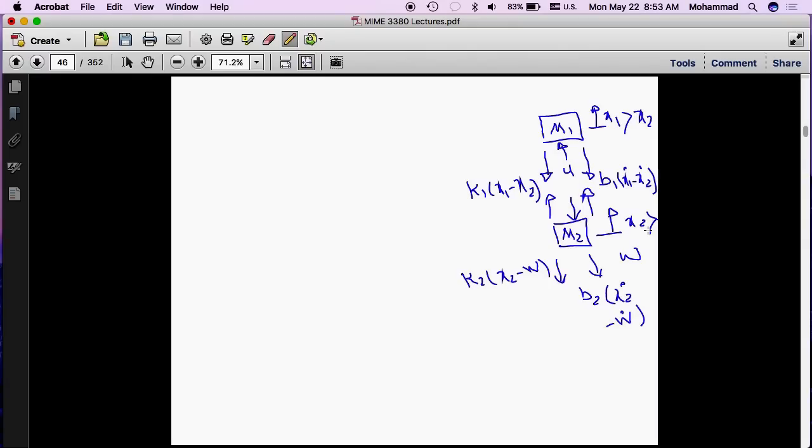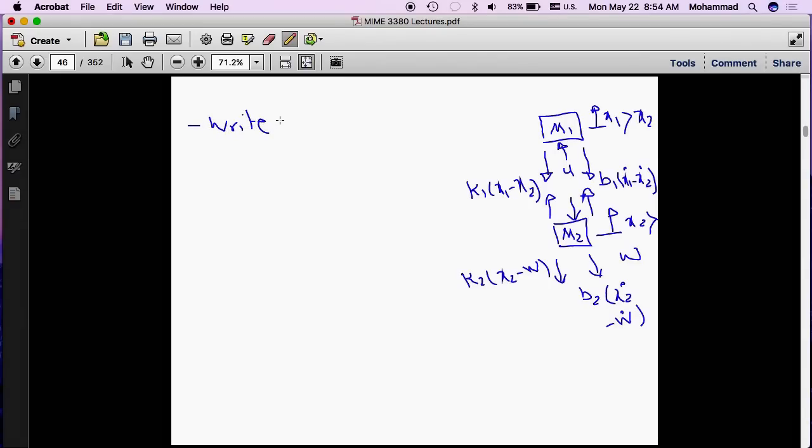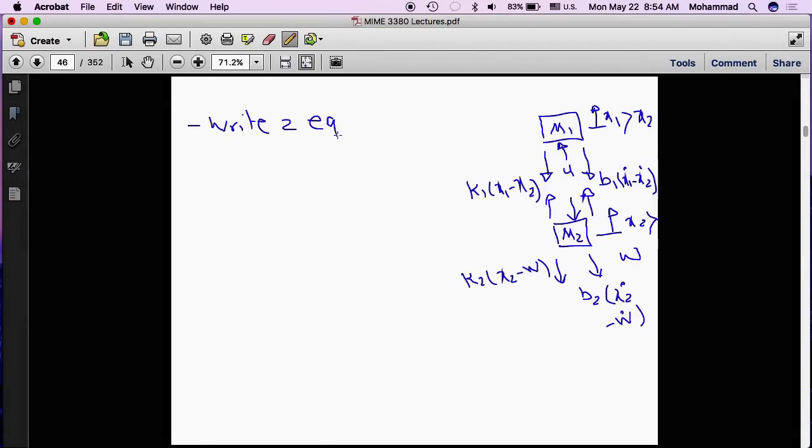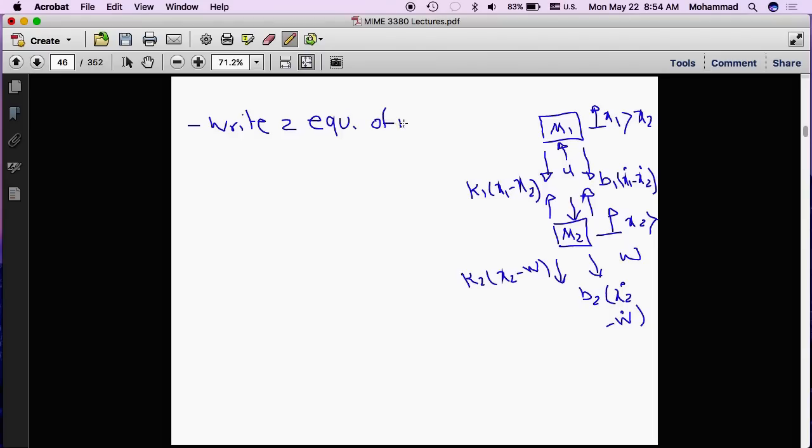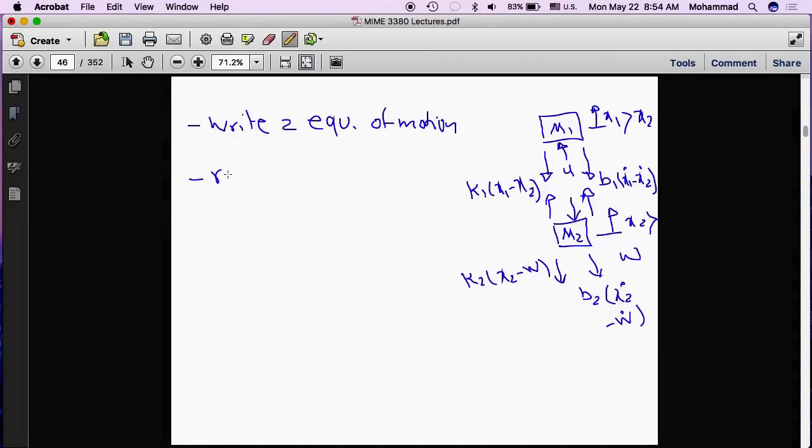Okay, I'll let you finish the rest to write the equations, to rearrange the equations. Please complete that. So what I'm asking you to do next is write the two equations of motion and then rearrange them to look like more of a standard form.